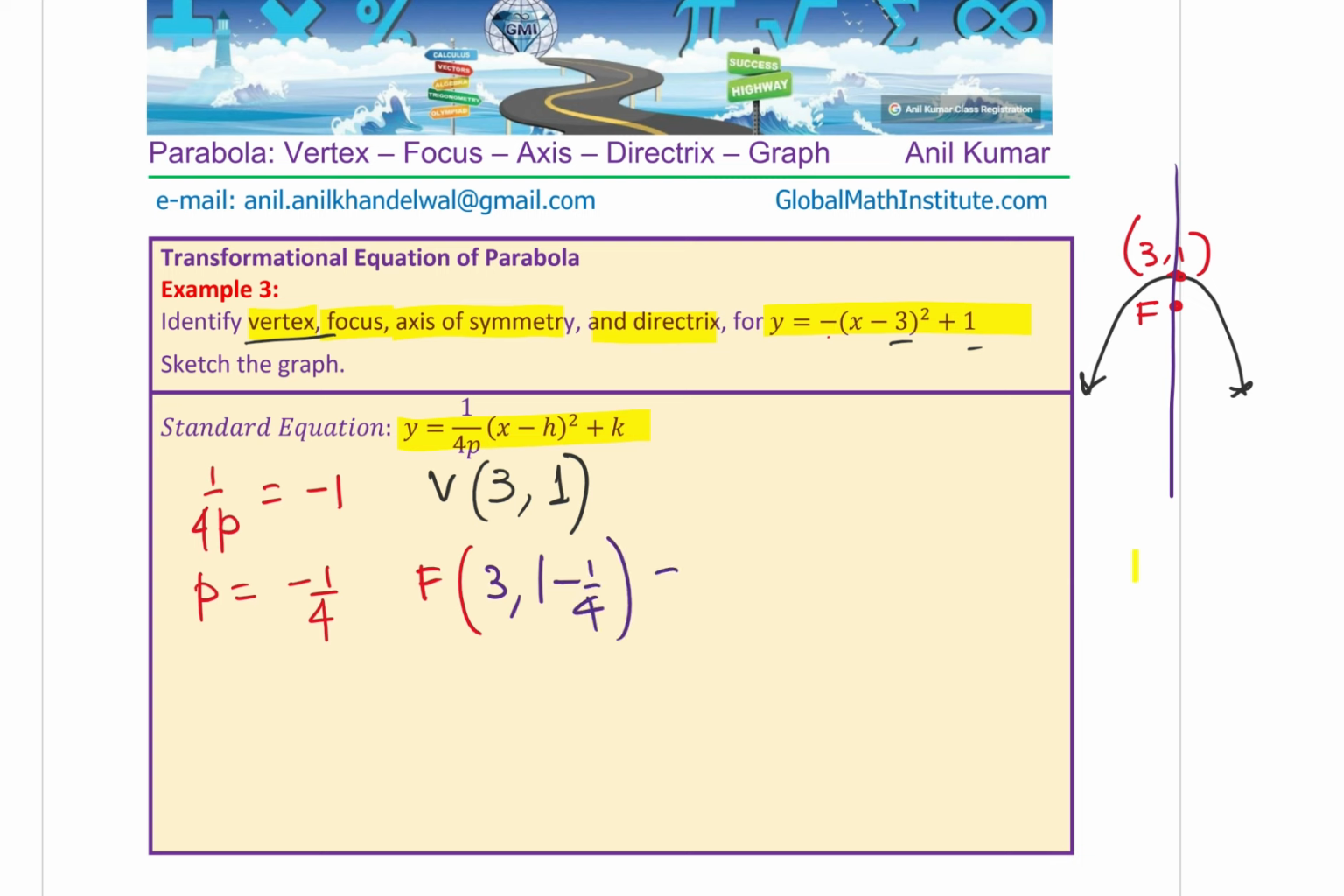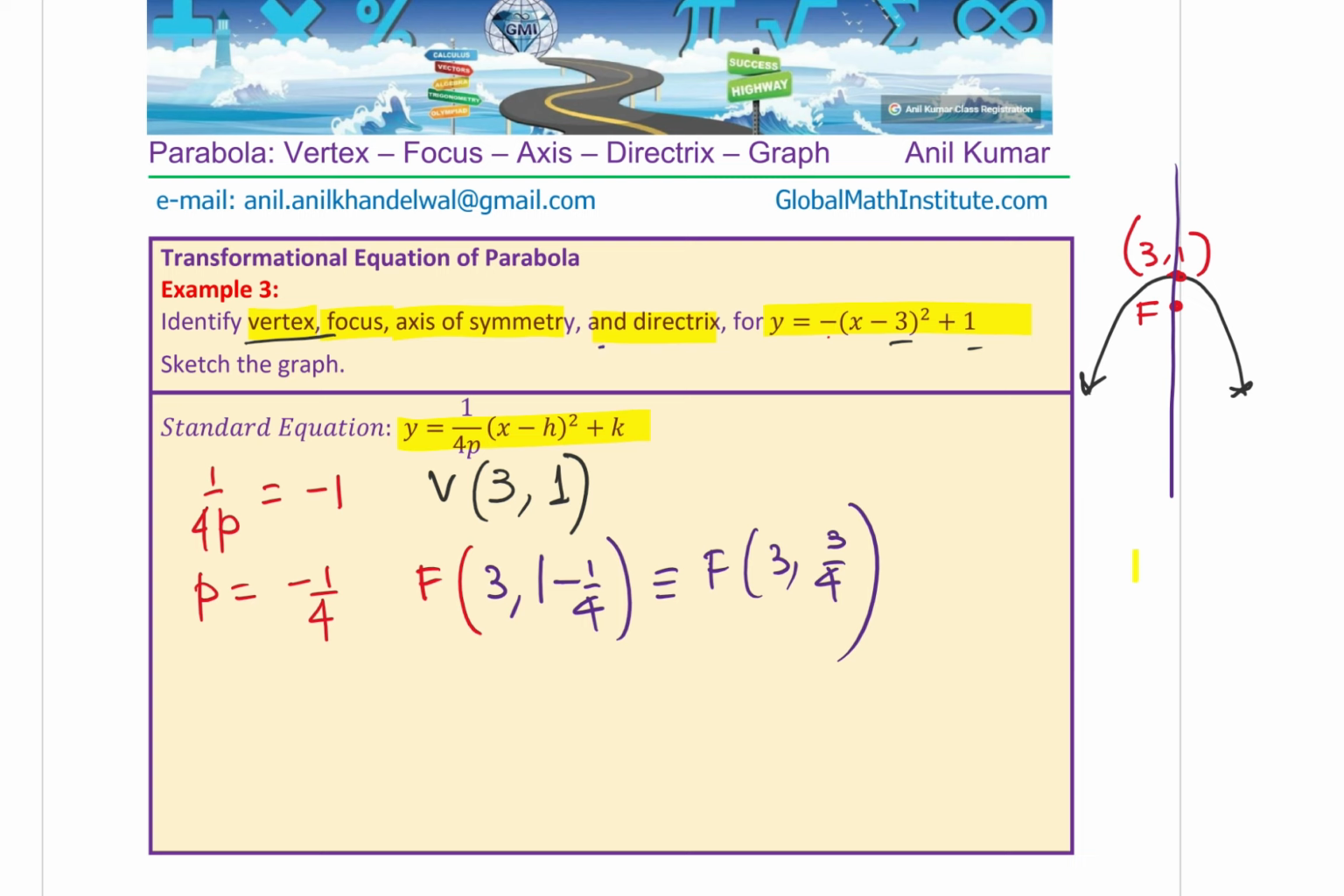So you can write down the focus as what? Focus is (3, 4 minus 1 is equal to 3). Yeah, 4 minus 1 is 3, minus 3 by 4 is 3 by 4, right? So that is how we'll get the focus here.